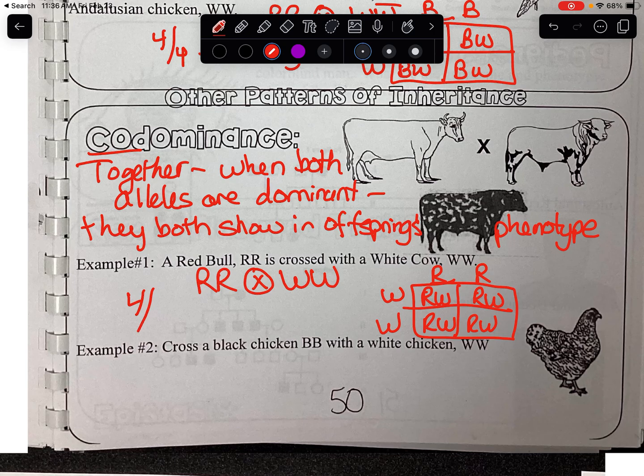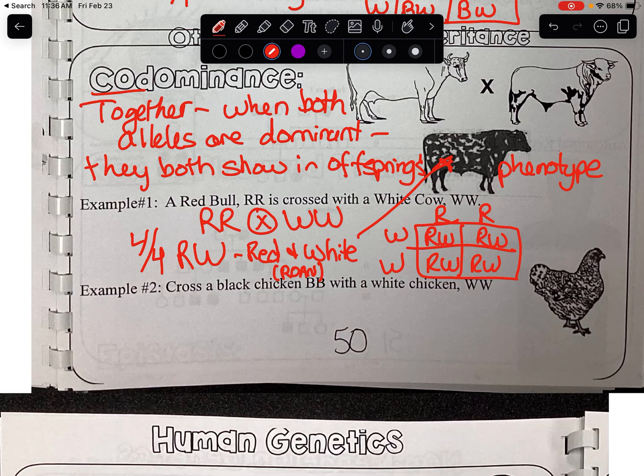You get 4 out of 4. Only this time, don't tell me you end up with a pink cow. You end up with one that has red and white hairs. Like this one. That's called a roan coat, R-O-A-N. It's also in cattle. So red and white hairs are present.